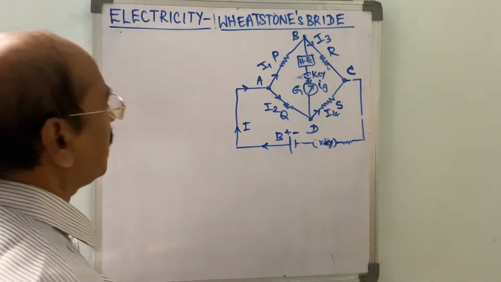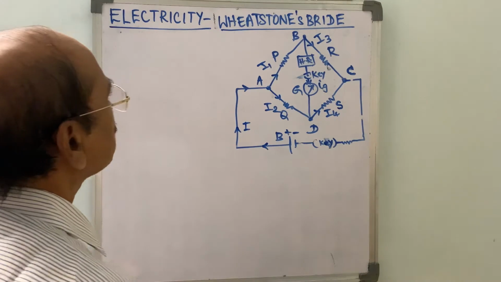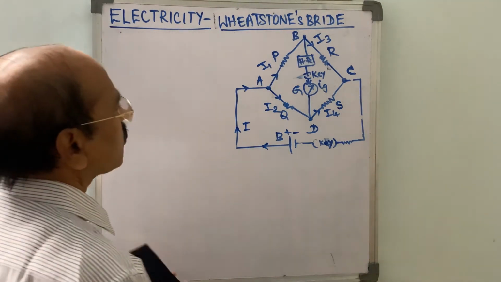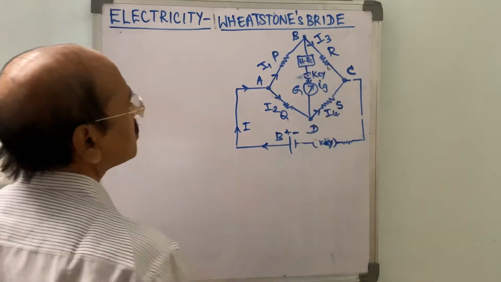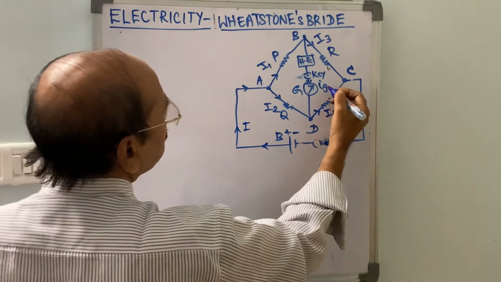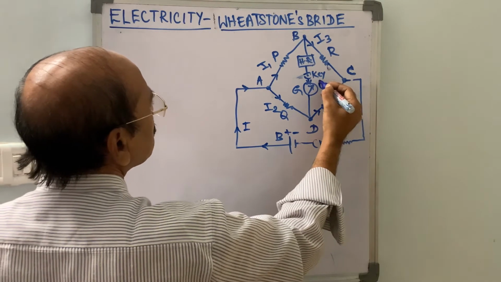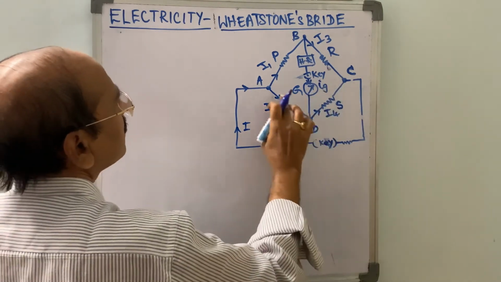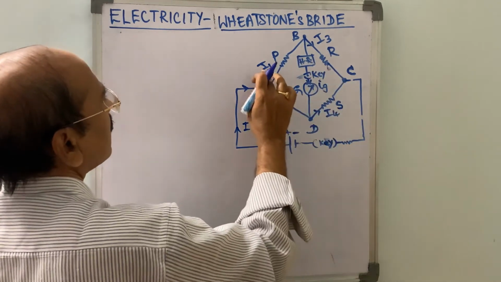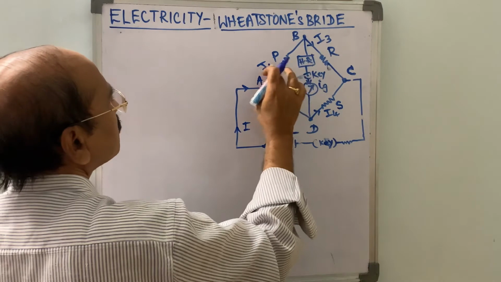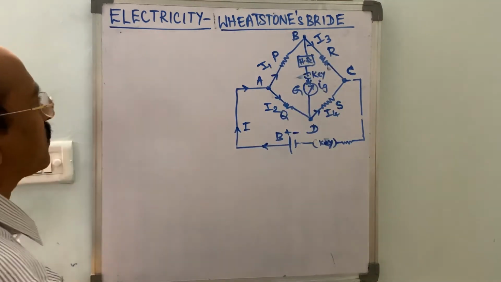Now we shall derive the balancing condition of this Wheatstone bridge. When the resistances P, Q, R, S are adjusted such that the current flowing through the galvanometer is 0, Ig equal to 0, then the bridge is said to be balanced. At that time, since Ig equals 0, I1 equals I3 and I2 equals I4.